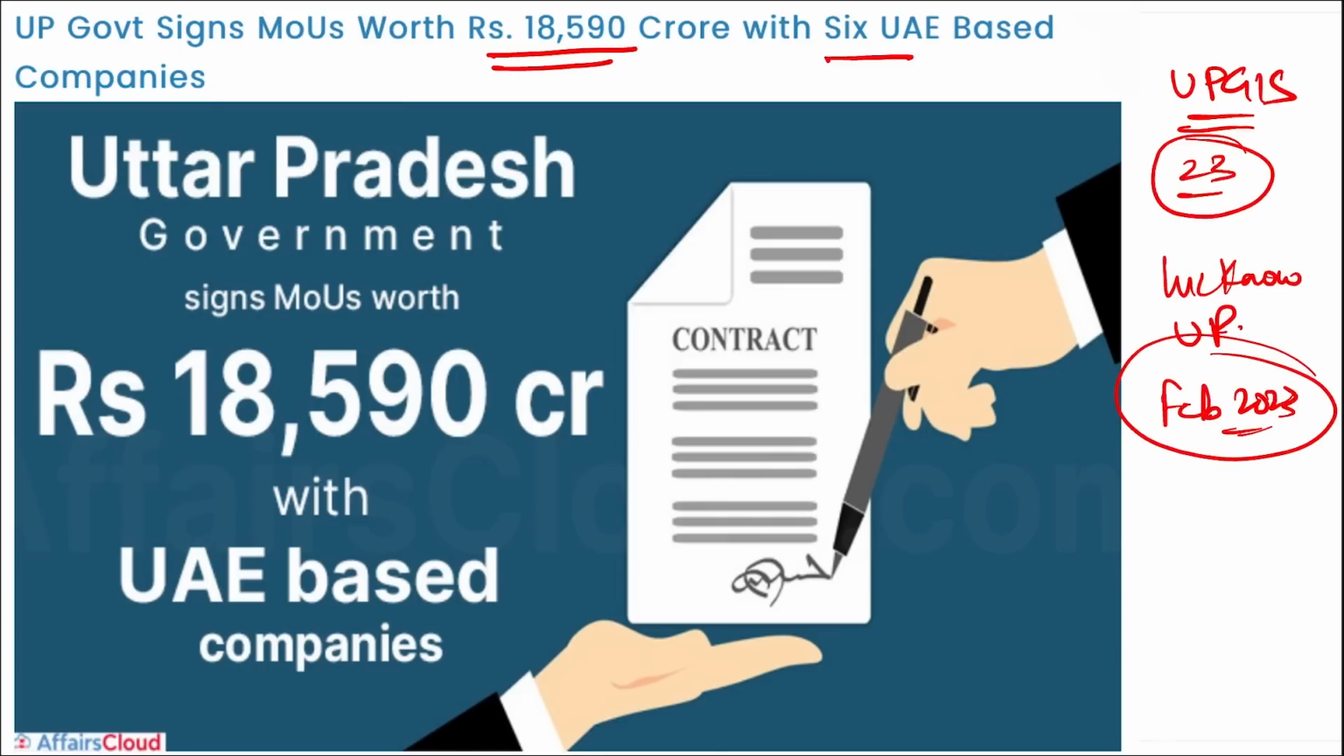This will be held in Lucknow, Uttar Pradesh, and it will be in the month of February 2023. So coming back, remember, the government of Uttar Pradesh has signed a memorandum of understanding worth 18,590 crore rupees with 6 UAE based companies.